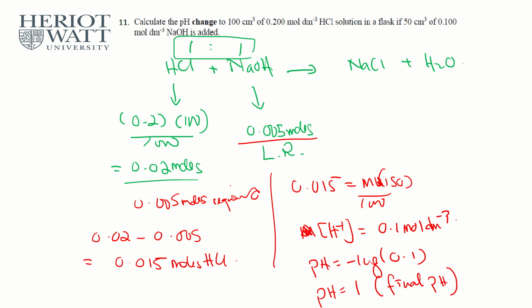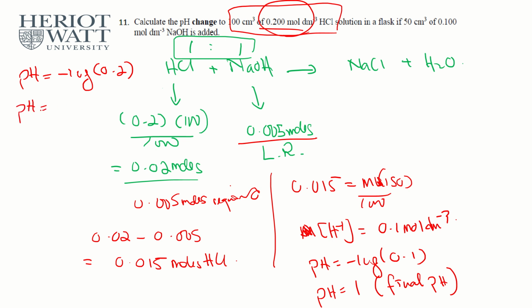But they want the pH change. What is the initial pH then? We start from here. Initially, the HCl solution is like that. And what is the concentration? 0.2. So calculate the initial pH. pH equals negative log 0.2. Makes sense? Because initially there's no NaOH added. It's just this. This is the original concentration.